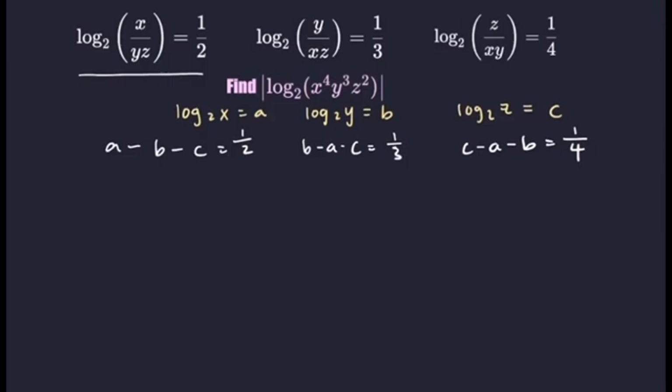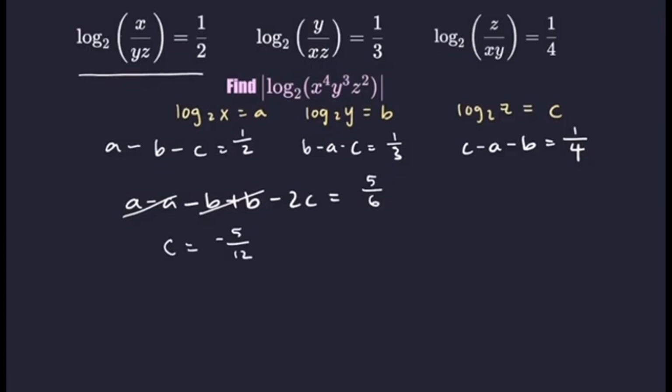If we do that, we'll get a minus b plus b minus 2c equals 1/2 plus 1/3, which is essentially 5/6. As we can see, the a's cancel and the b's cancel, so we have negative 2c equals 5/6. Solving for c, we will get c equals negative 5/12.